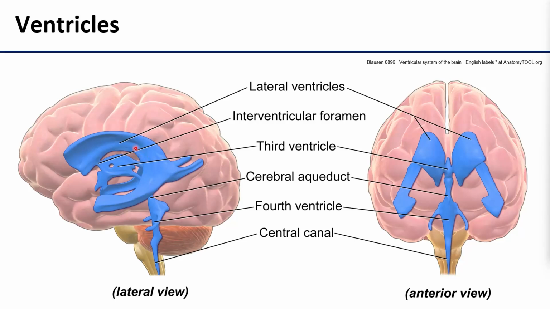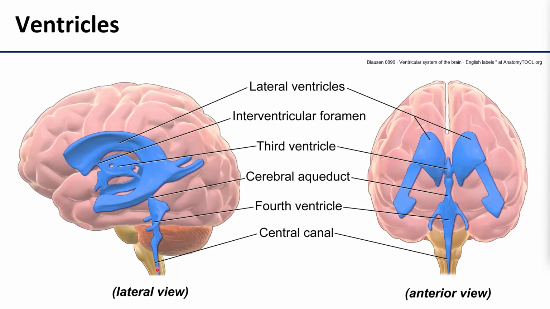These are both connected to the third ventricle, so here's the third ventricle, by a little hole called an interventricular foramen. So cerebrospinal fluid produced here in the lateral ventricle goes through that interventricular foramen to get to the third ventricle. The third ventricle is then connected down to the fourth ventricle by a structure called the cerebral aqueduct. Okay, so here's the cerebral aqueduct, and that brings us down to the fourth ventricle here. The fourth ventricle sits between the cerebellum and the brainstem, and it is contiguous at its most inferior aspect with the central canal of the spinal cord.